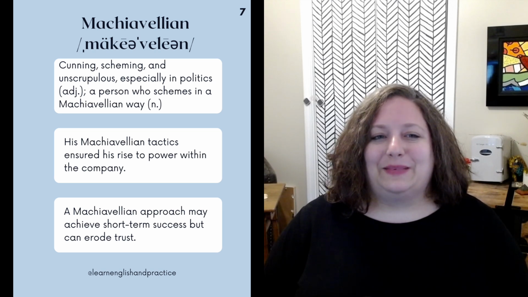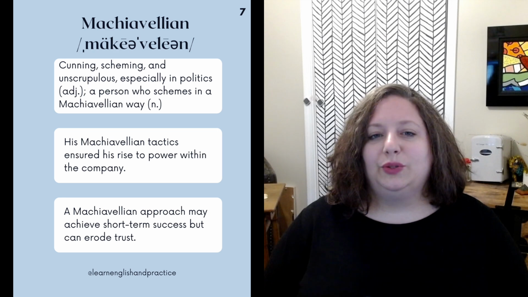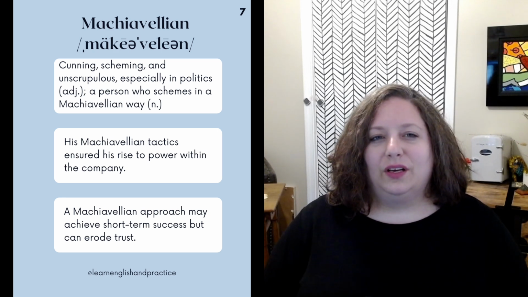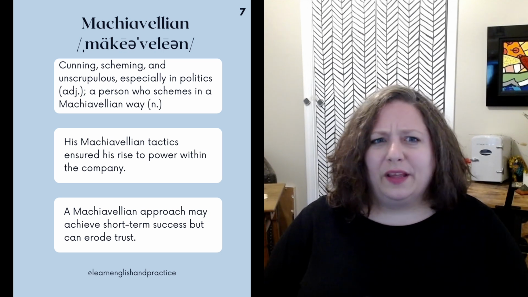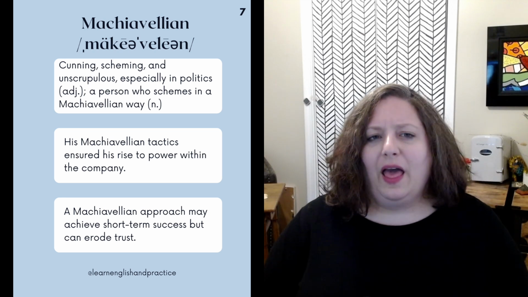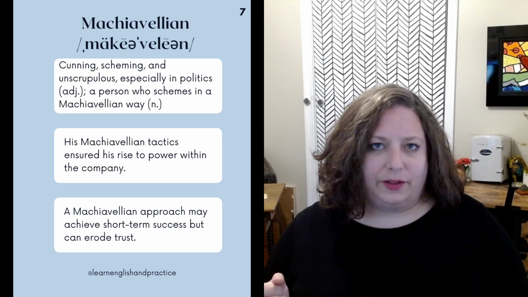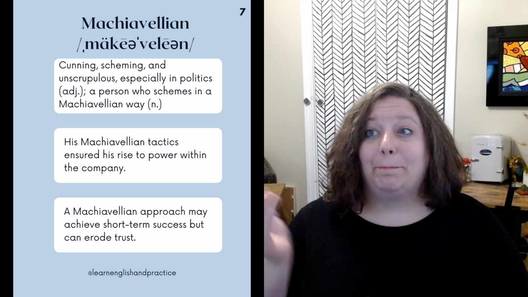Machiavellian. This means cunning, scheming, and unscrupulous, especially in politics, as an adjective. A person who schemes in a Machiavellian way, as a noun. So someone who's Machiavellian is only really thinking about themselves and thinking about power and thinking about ways to increase their power and influence. This word actually comes from a person.